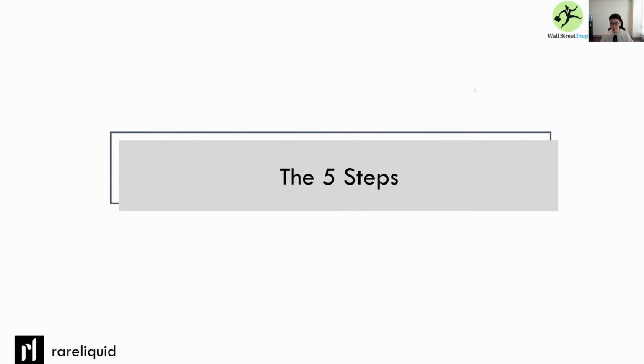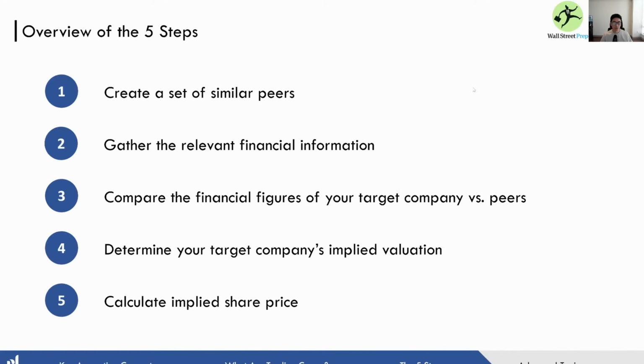So going into the 5 steps, we're going to first create a set of similar peers. Then second, gather the relevant financial information. Third, compare the financial figures of your target company versus peers. Fourth, determine your target company's implied valuation. And lastly, calculate your implied share price.